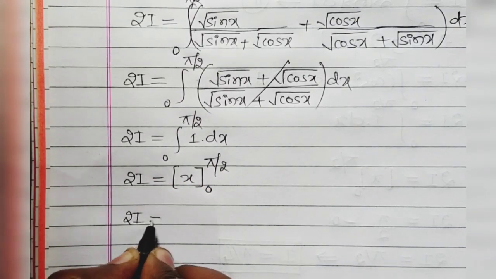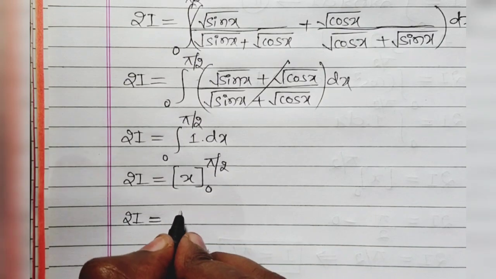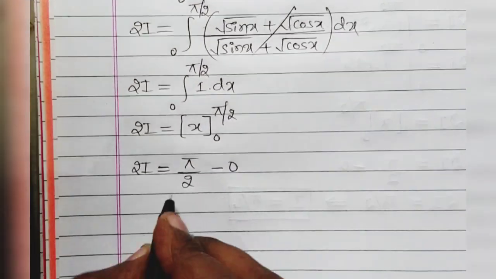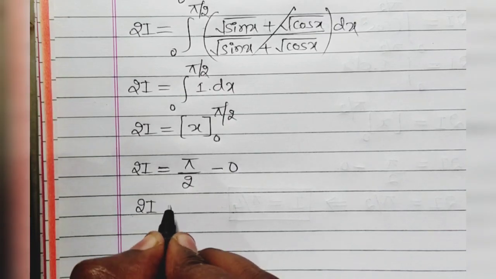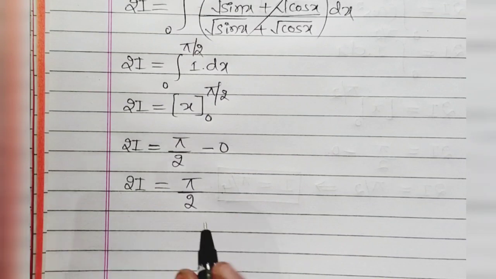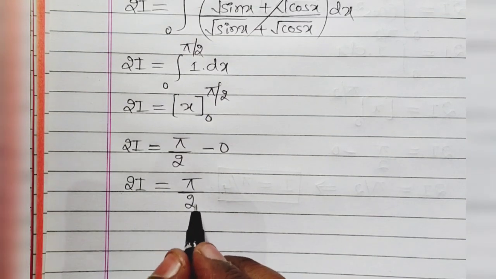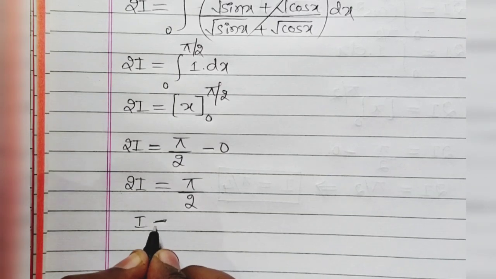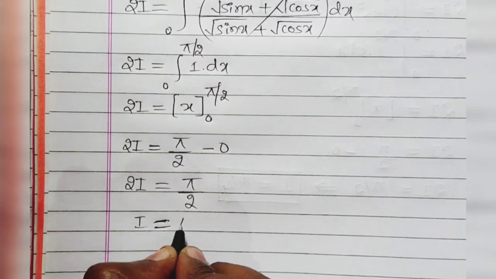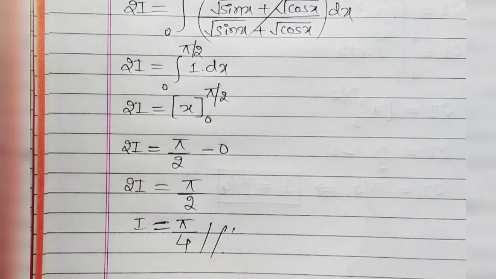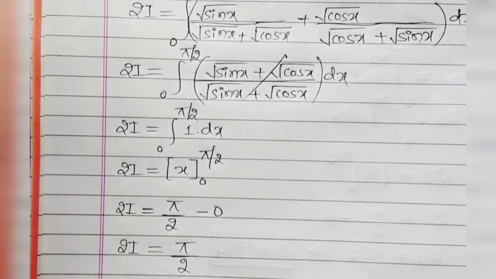2I is equal to the upper limit minus the lower limit, pi by 2 minus 0. So now 2I is equal to pi by 2. Then take 2 to the RHS, it goes to the denominator and will be multiplied with 2. I is equal to pi by 4. So this is the required answer for the second problem.